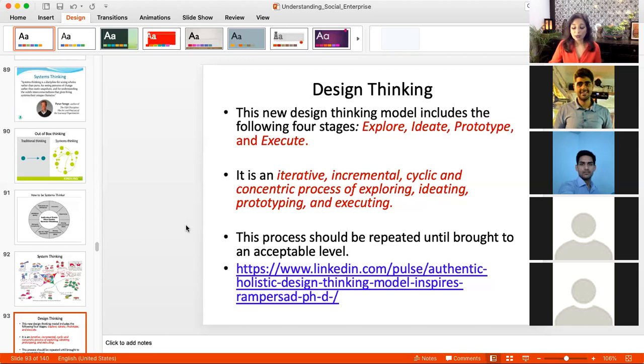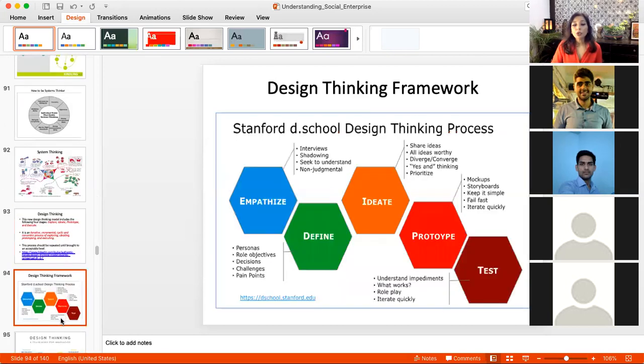Incrementalism is another thing, that you can't just arrive at your decision in one shot or one go. And then it is cyclical, a constant concentric circle process where you keep drawing and redrawing, and then you come to a correct answer. So if I have to expand the whole design thinking framework, it would look like this. And this has been taken from the Stanford School of Design Thinking process. And what do we need to do?